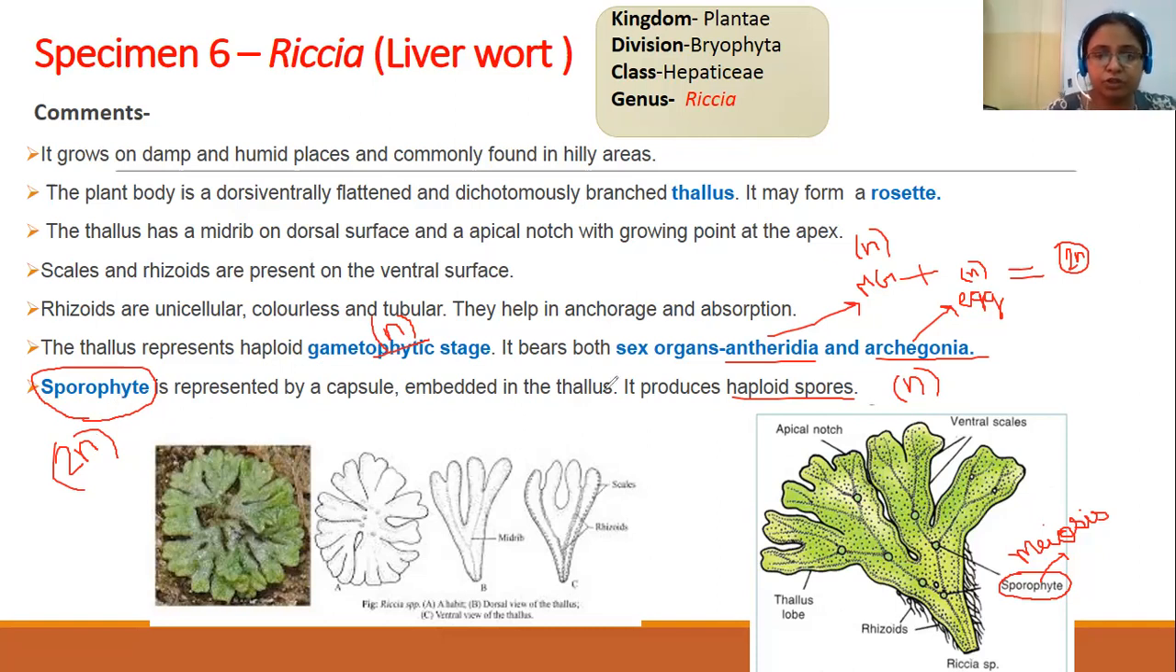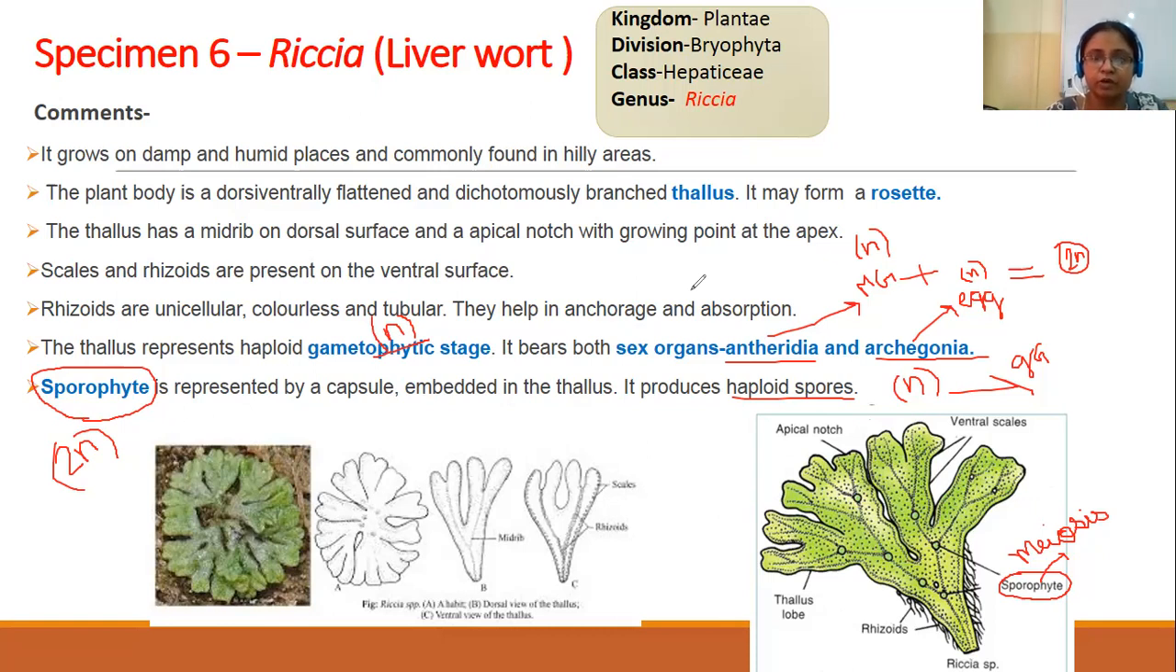Fine. Now this sporophyte is represented by these capsules that remain embedded in the thallus. Now meiosis will occur in it and it produces the haploid spores. Now these haploid spores will again germinate to produce the thallus like this. Now the life cycle of this bryophyte Riccia is completed. It started from here, and coming here it is complete. So this is how the life cycle of this Riccia is completed.